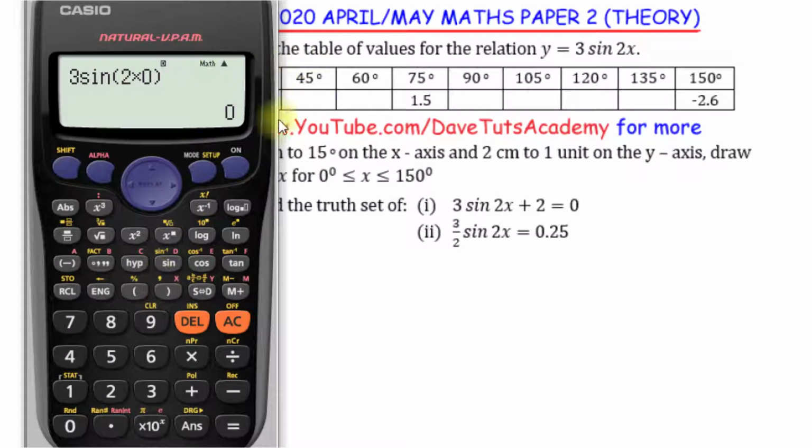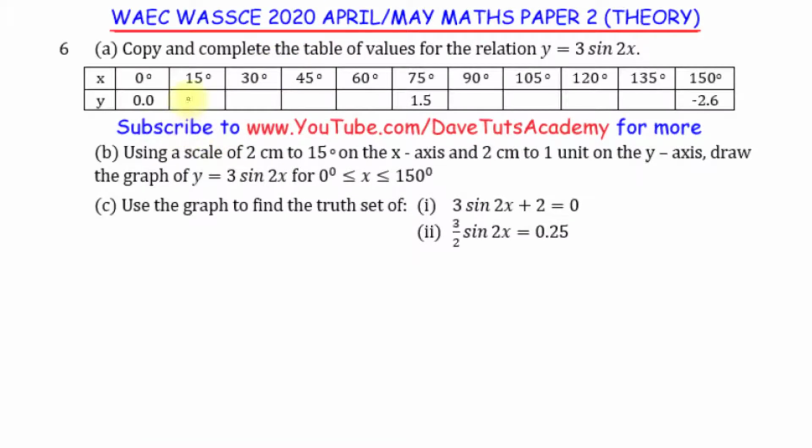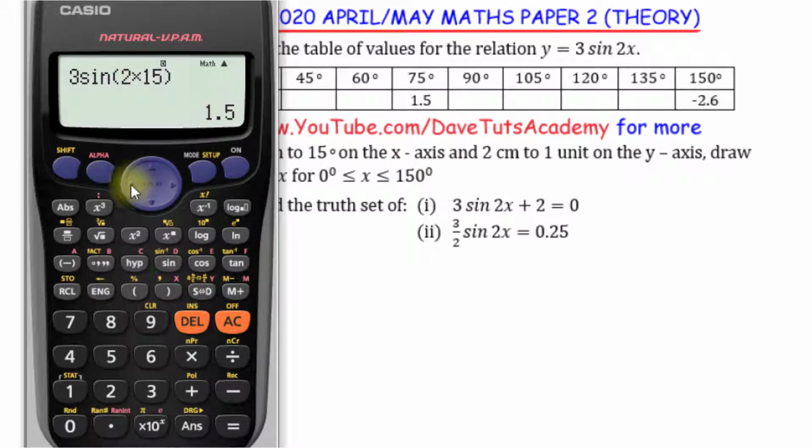But what about the second situation in which the value of x is 15 degrees? You can just press the back button on your calculator, and instead of 0, you put in 15. This is going to be 3 sine 30 because 2 times 15 is 30, and that will be 3 over 2, because sine 30 is 1 over 2, that's half, then times 3. You can express this in decimal, and that is 1.5. So here we have 1.5 as the value for y.